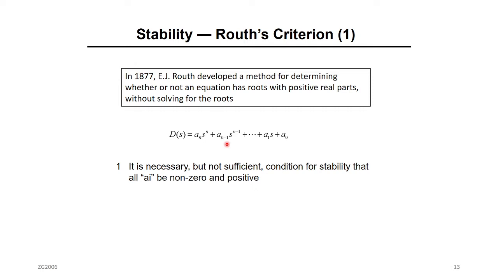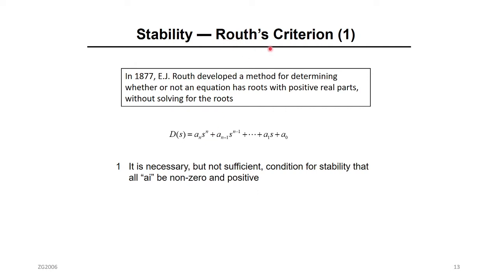Now, we have a problem if the characteristic equation is of an order n higher than 2, like to the power 3, 4, 5. The problem is that we cannot solve for the root easily without a computer. It's going to be very difficult. So what do we do? This is the topic of today's lecture.